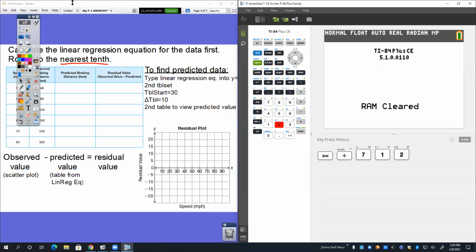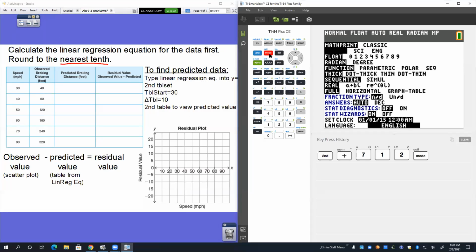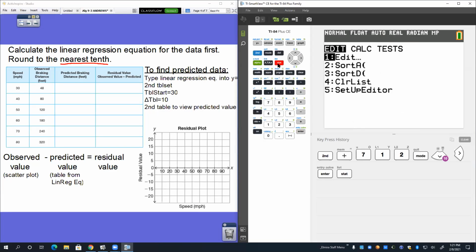Remember that for your R value, you have to have your stat diagnostics on. To do that, you hit the mode button and then go all the way down. It's always a good thing to make sure that your stat diagnostics are turned on. We're not going to be using the R value today, but it's a good thing to have turned on anyway. So we want to type in our data into the L1 and L2. We need to hit the stat button and then edit.